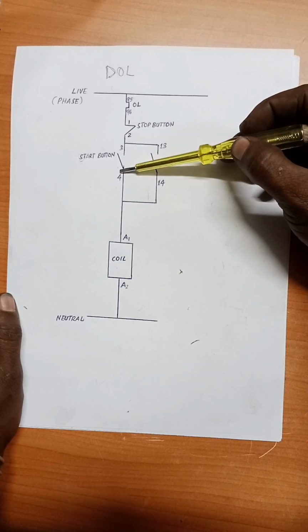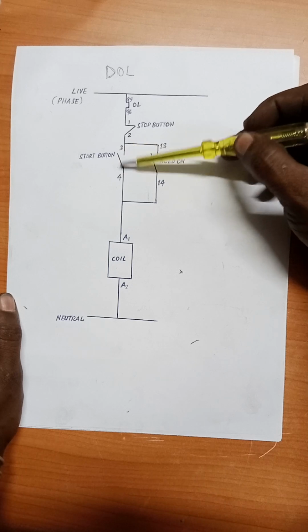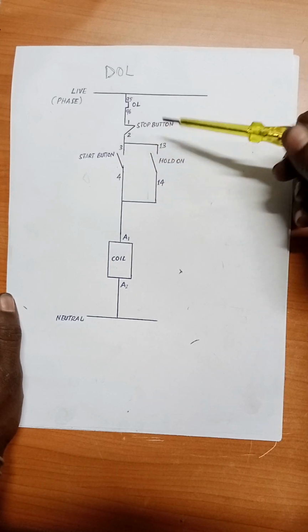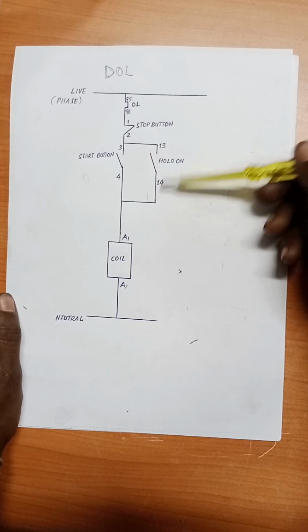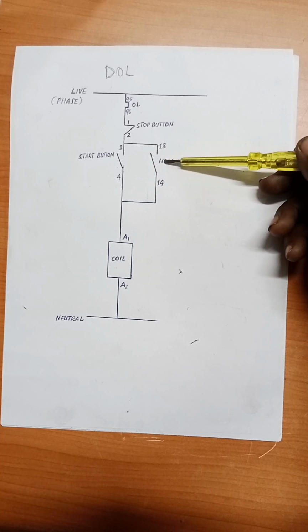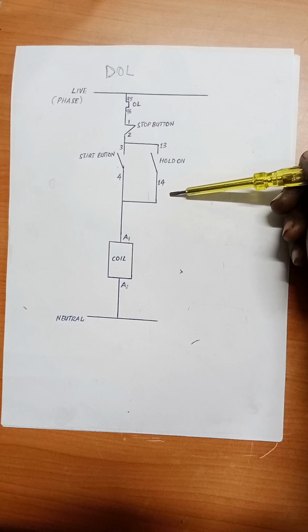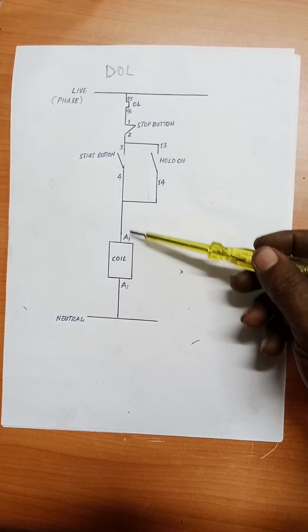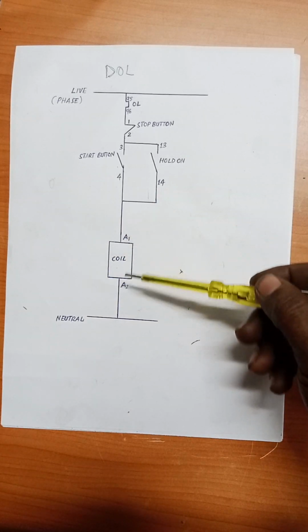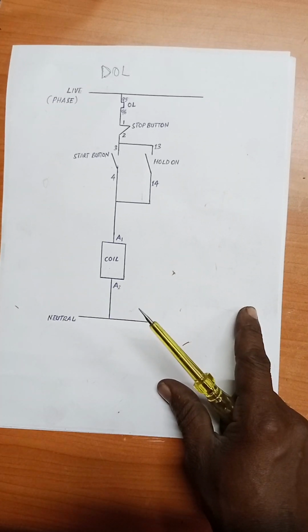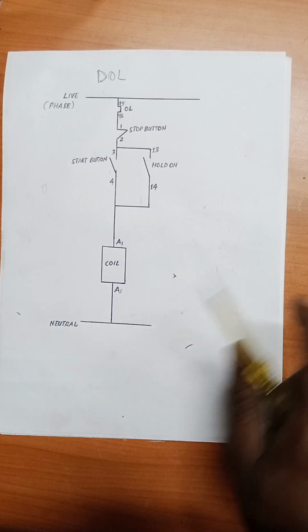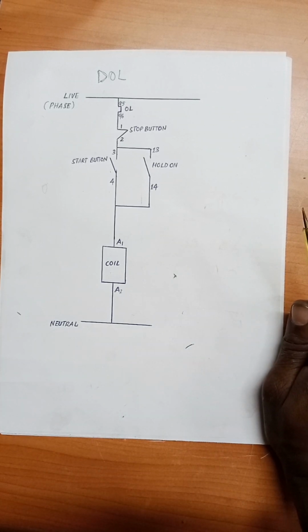From the start button we have start button. This is used to start our circuit. And we have hold on contact 13, 14. After that we have coil contactor A1, A2, and this is neutral. A2 means neutral. So let's check how our diagram or our circuit is working.